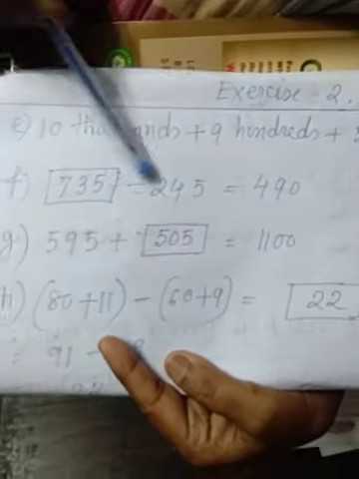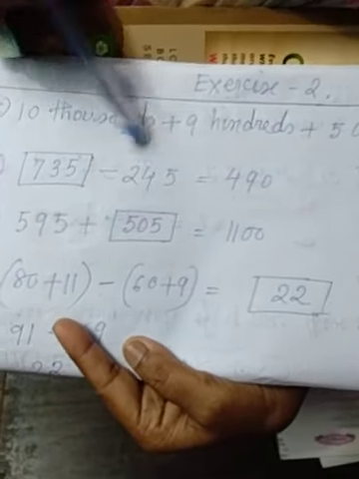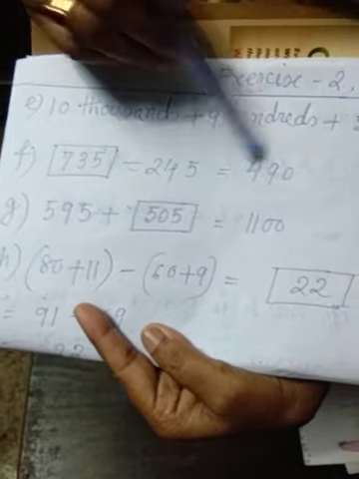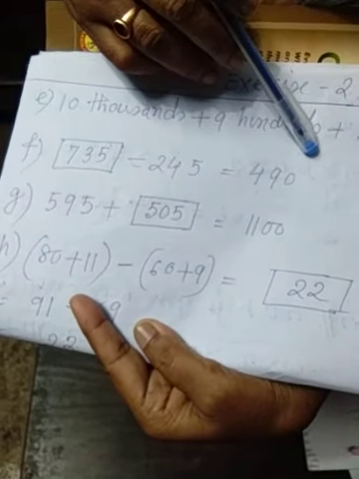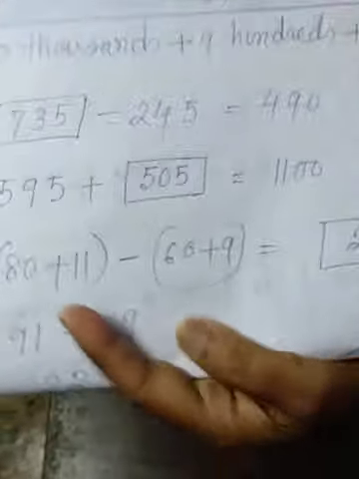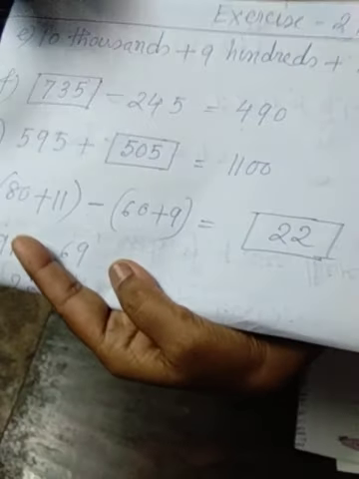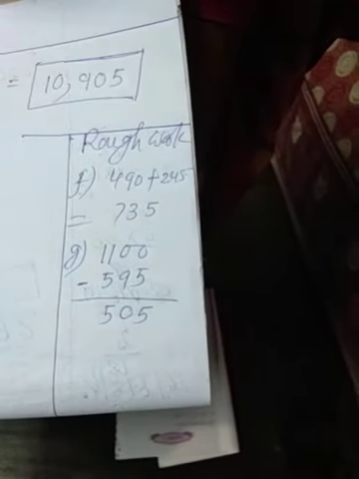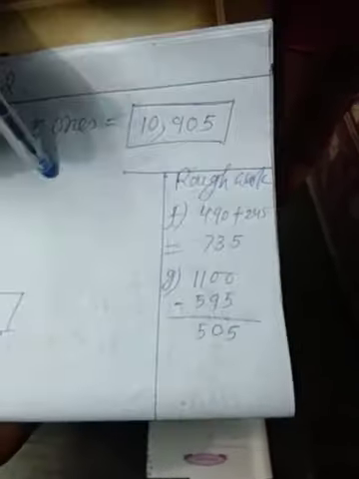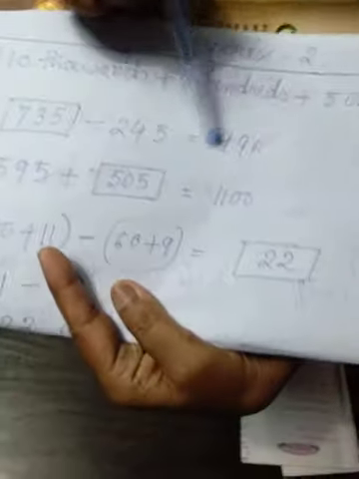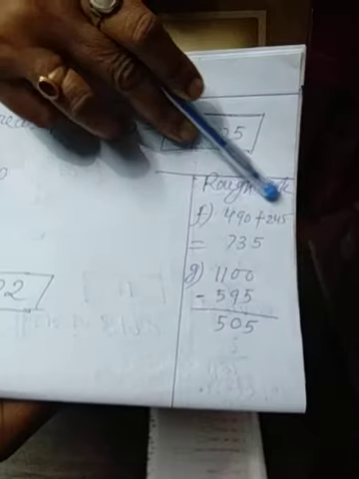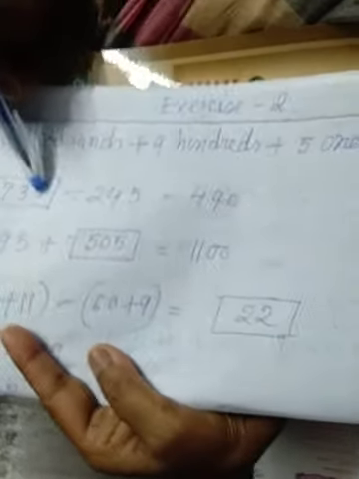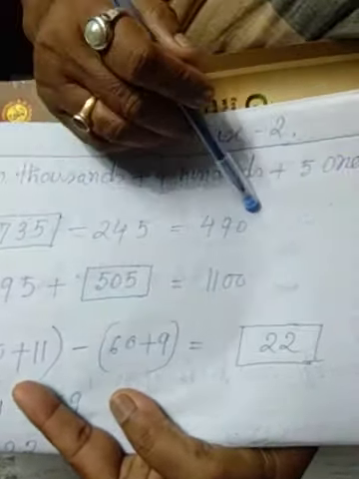यहाँ पर blank minus 245 equal to 490. So minus becomes plus, opposite sign. You put opposite sign. 490 प्लस 245 is 735. 735 माइनस 245 is 490.